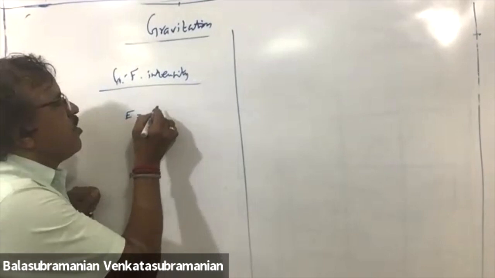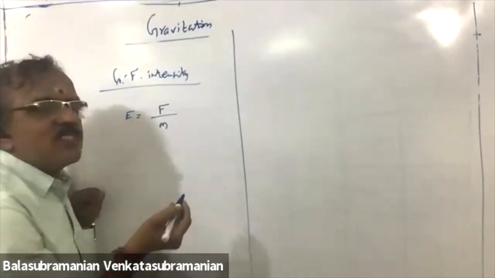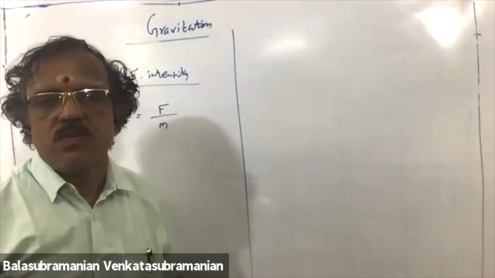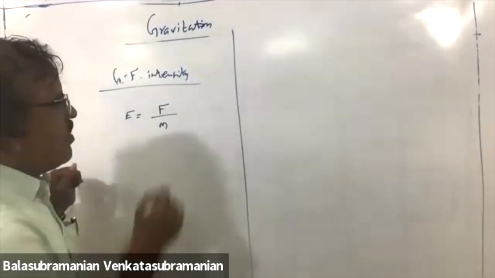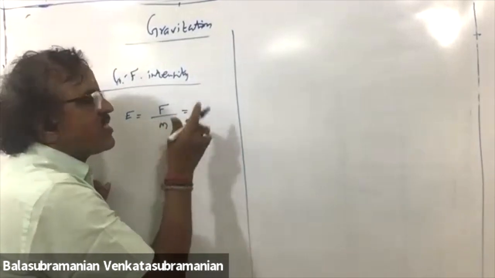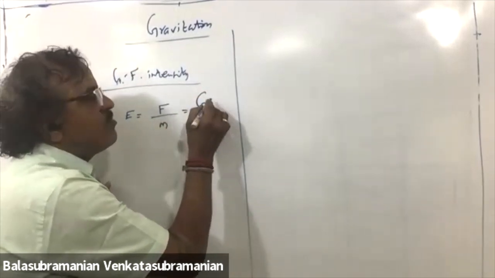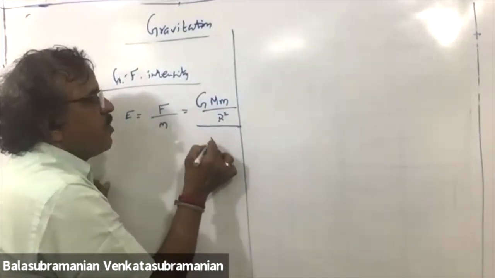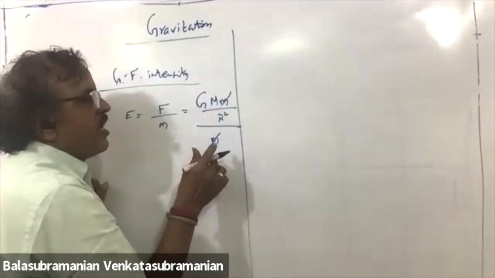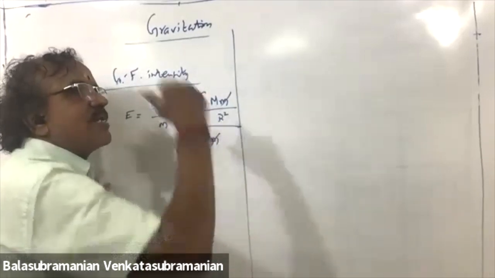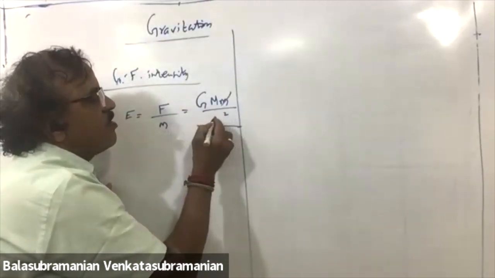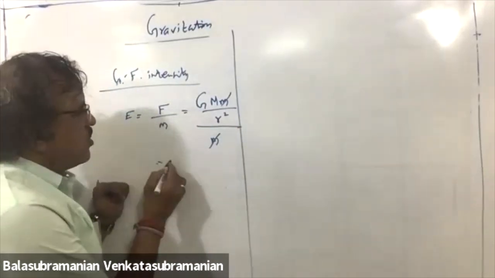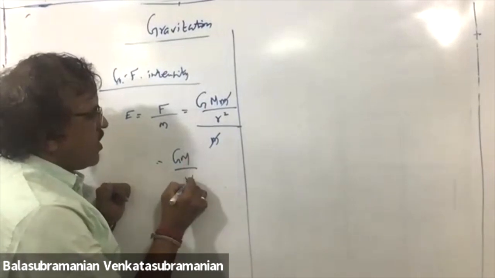Expressed by E, it is the force experienced per unit mass of a body. What is force? Newton's law of gravitation: G capital M small m by R square, divided by small m, the m cancels. I am not calculating on the surface, I am calculating somewhere at a distance of r, so we put small r square. So, GM by r square.